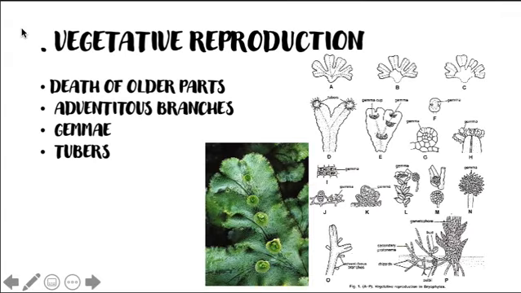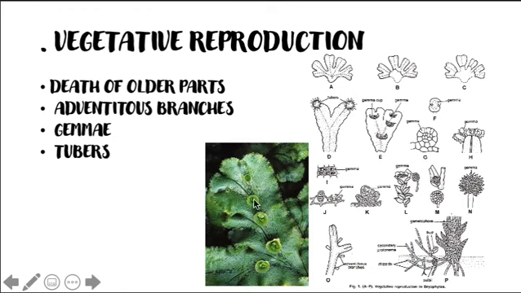We are going to study their reproduction in great detail, but here is just an overview. Bryophytes can reproduce both vegetatively and sexually. If we talk about vegetative reproduction, there are no gametes involved. Instead, how do they reproduce vegetatively?